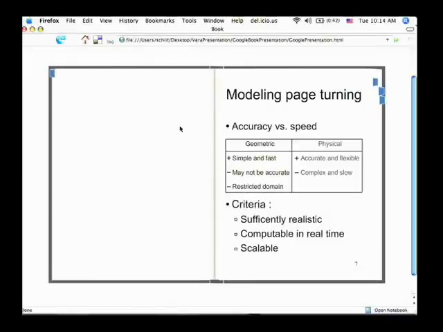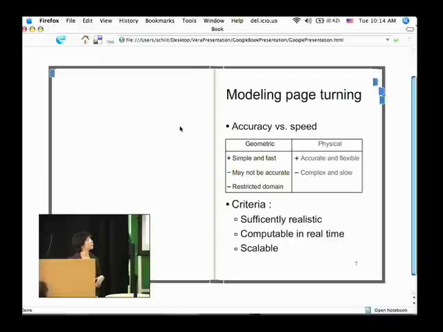When we want to simulate a realistic page turning, we always have a trade-off between accuracy and speed. If we want our page turning to look as realistic as possible, then it will be complex to compute, which means it is slow to render. There are 2 types of simulation: geometric simulations and physical simulations. In the geometric simulation, the appearance of the page is defined by a set of mathematical equations, which means that it is simple and fast to compute, but it may not be accurate, and it's also restricted.